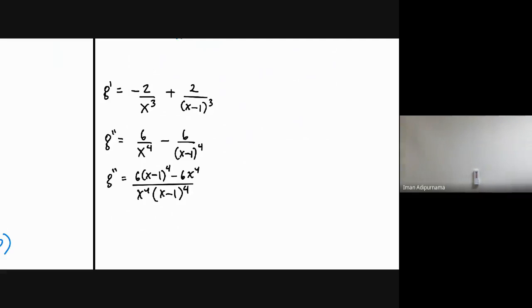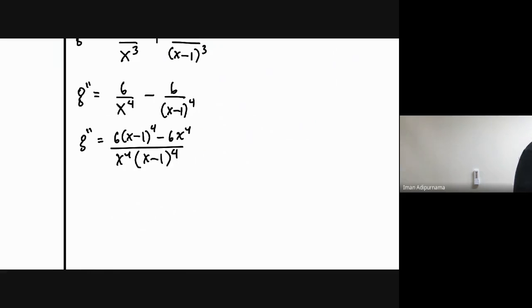Okay, we now have (x minus 1) to the power of 4. If you want, we can expand this. But don't worry, I will not give you these equations in the exam. This is really long, but let's say we need to expand this form.